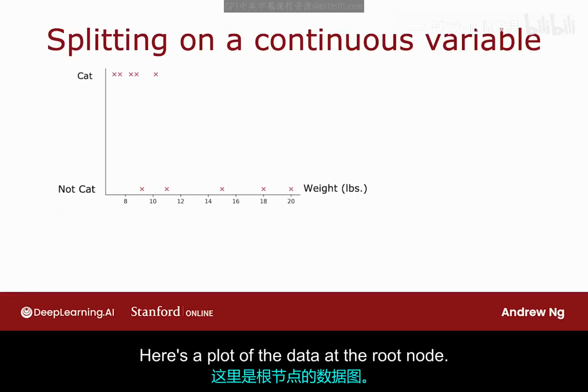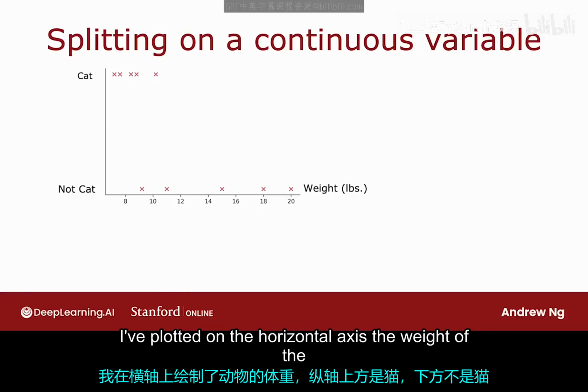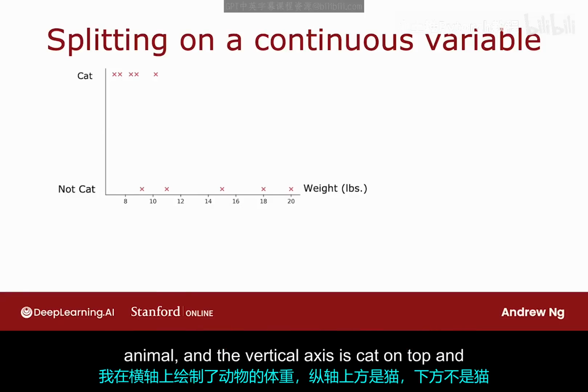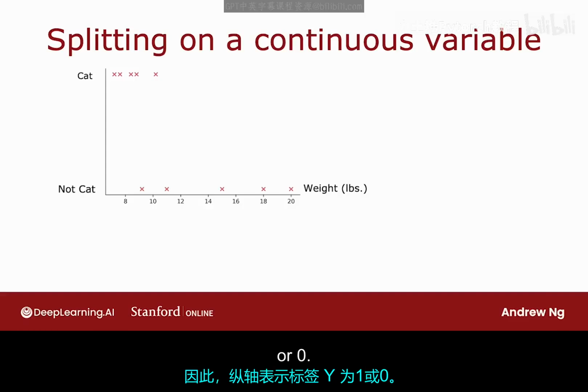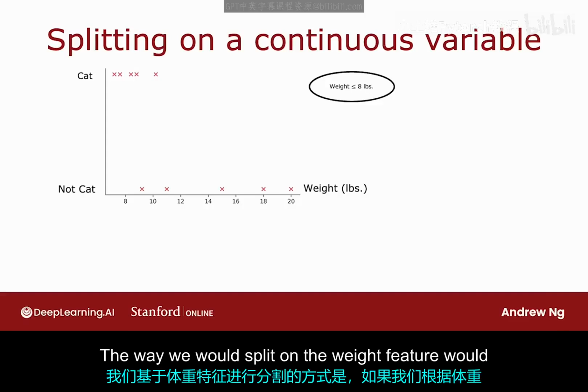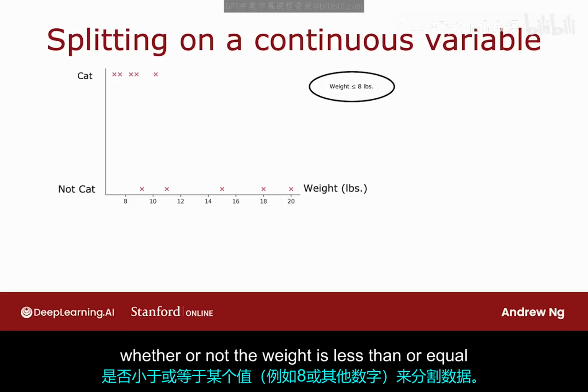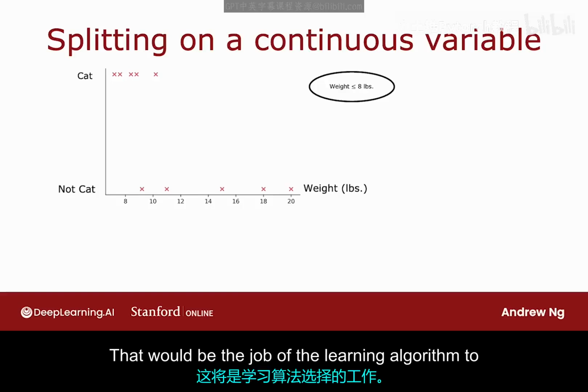Let's take a look. Here's a plot of the data at the root node. I plotted on the horizontal axis the weight of the animal, and the vertical axis is cat on top and not cat below. So the vertical axis indicates the label y being 1 or 0. The way we would split on the weight feature would be if we were to split the data based on whether or not the weight is less than or equal to some value. Let's say 8 or some other number.